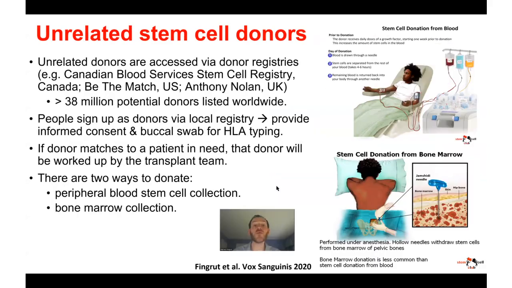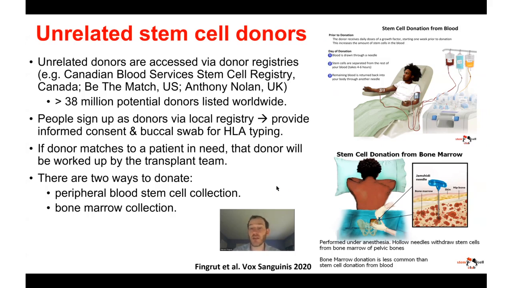So first, an unrelated stem cell donor is one which is accessed via the global network of stem cell registries, which include Canadian Blood Services Stem Cell Registry in Canada, Be the Match in the United States, Anthony Nolan in the United Kingdom. And there are over 38 million donors listed worldwide. People sign up as donors via their local registry by providing informed consent and a cheek swab generally, or a blood sample for HLA typing. And if a donor matches to a patient in need, that donor will be worked up by the transplant team.